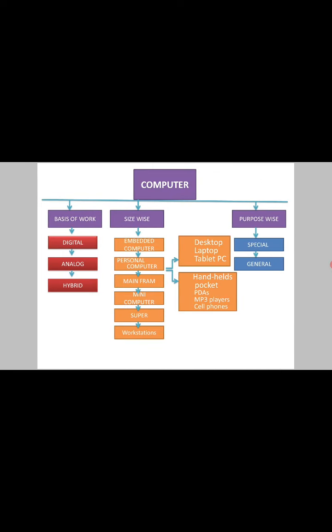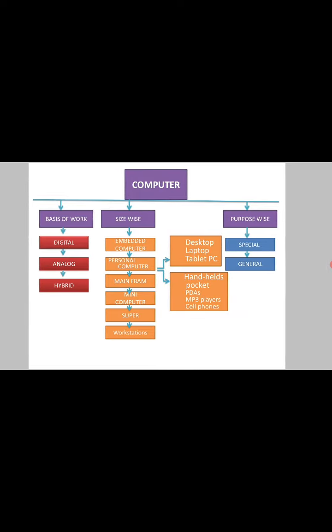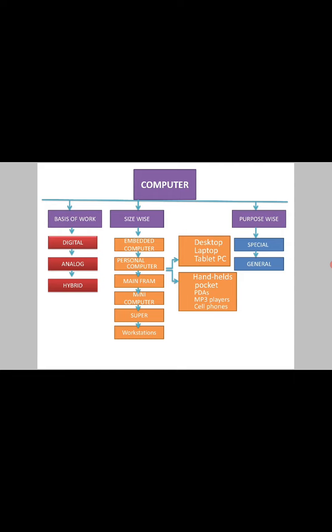So basically, what are the basic types of computers? Types of computers are basically three types. One is digital computers, analog, and hybrid. Digital computers are used to measure or count numbers. Examples are digital watches and calculators, like that.